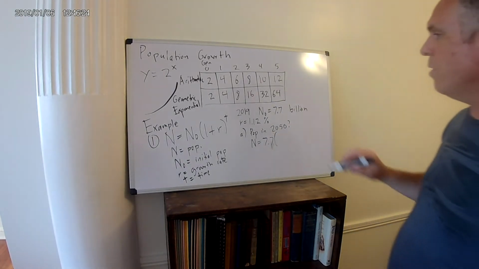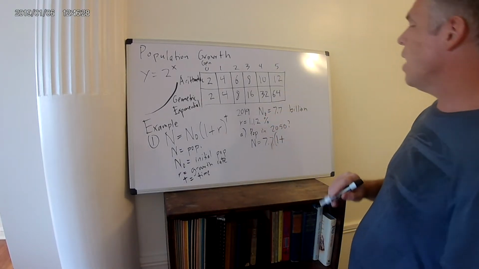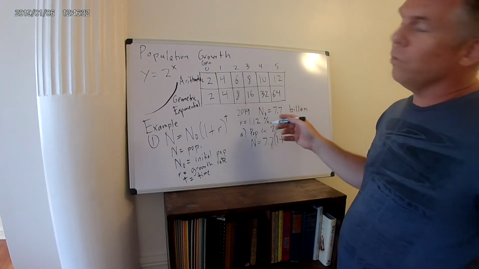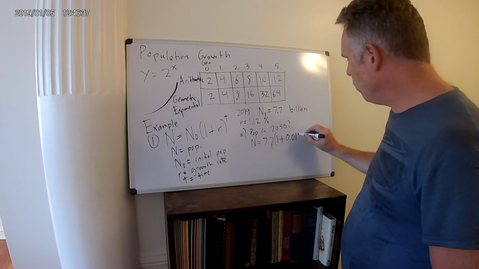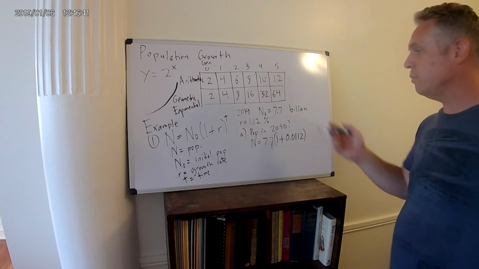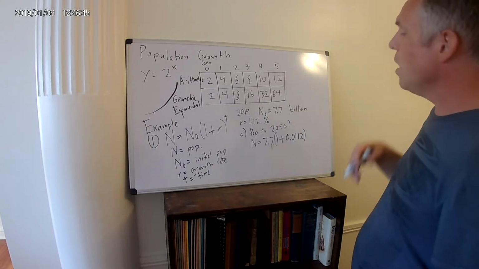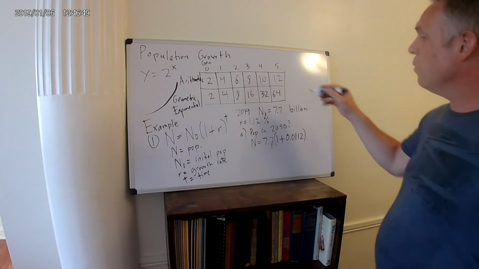And then we plug in 1 plus R. So now we're going to plug in our growth rate. Be careful though, we don't plug in 1.12, we plug in 0.0112 for our growth rate. We have to convert this to a decimal, and that means we divide by 100. So we don't plug in 1.12%, we plug in 0.0112 as our R. Then we raise it to the t power.